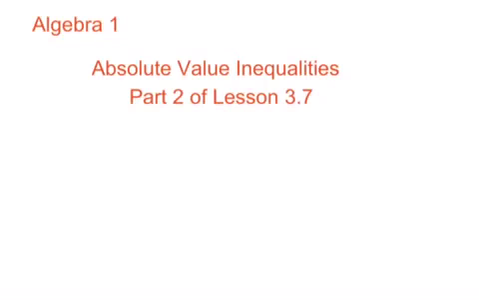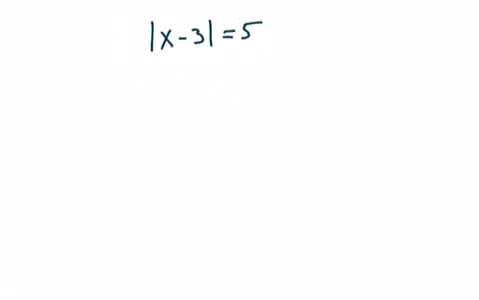Hi everyone, in this video we will be solving absolute value inequalities, so less than or greater than. But first, reviewing an equation, so an absolute value equation. If we undo the bars, we're going to get two cases. We'll get x minus 3 equals 5, and we'll also get x minus 3 equals negative 5.